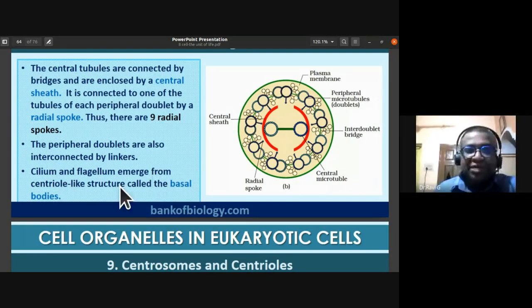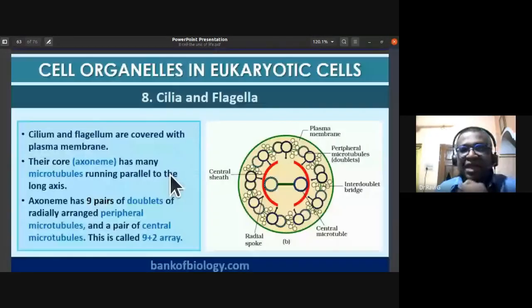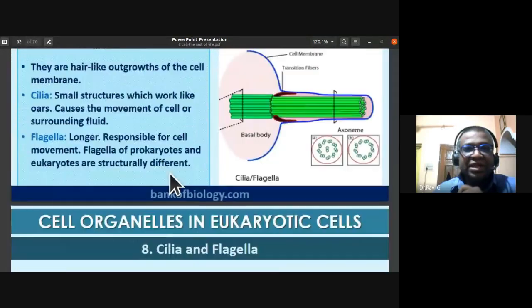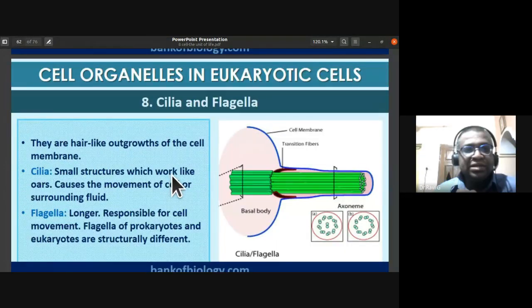So the cilium and flagellum emerge from a centriole-like structure called the basal body. Let us just have a gist of this. The cilium and flagellum are hair-like outgrowths of the cell membrane. Cilia are smaller structures which work like the oars of a boat. The movement is similar to oar movement. They cause the movement of the cell or the surrounding fluid. That is the function of cilia.